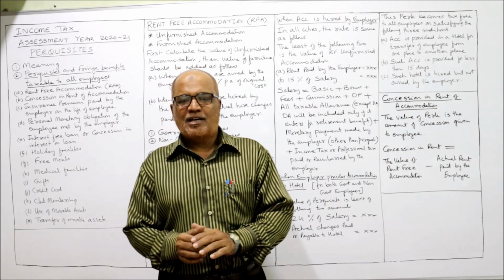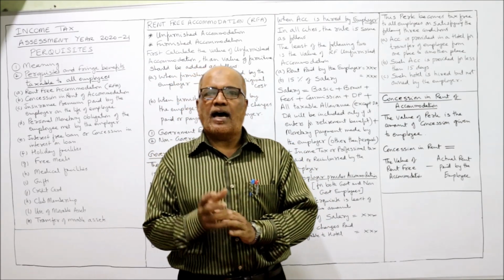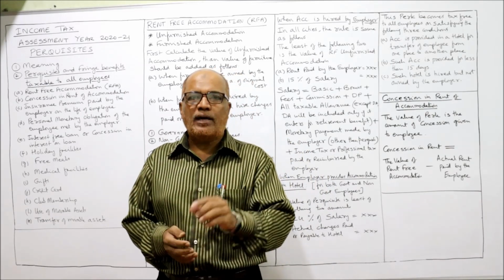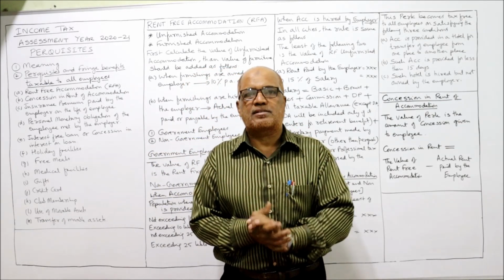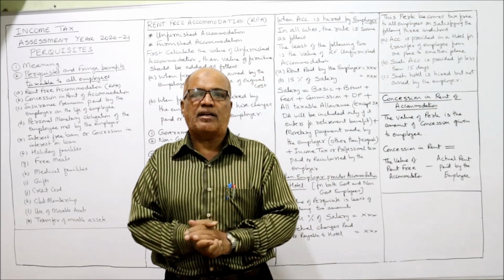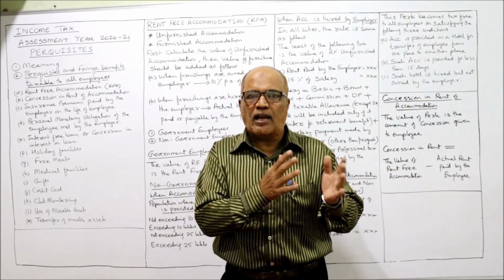I'm Hasham. In the last video I explained allowances. Allowances are the monetary benefits given by the employer to the employee for a specific purpose, like dearness allowance, house rent allowance, entertainment allowance, children education allowance. All these things I explained in the last video.